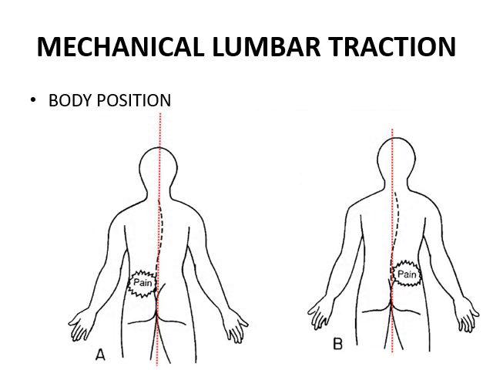In patients with protective scoliosis, when the patient leans away from the painful side, the traction should be applied from the side with the muscle spasm. In unilateral facet joint dysfunction, the traction should be applied from the side of most complaint.